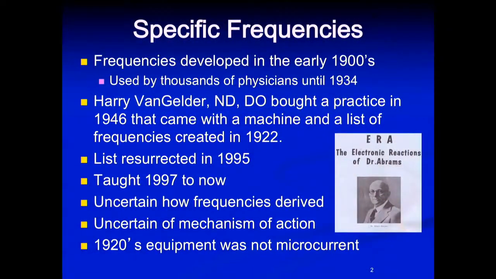So to just review from yesterday, the specific frequencies were developed in the early 1900s and used by thousands of practitioners until about 1934. Harry van Gelder was an osteopath and naturopath born in Australia. He was Dutch, trained in England after the war, came to Canada actually, bought a practice in 1946 that came with a machine that was built in 1922.